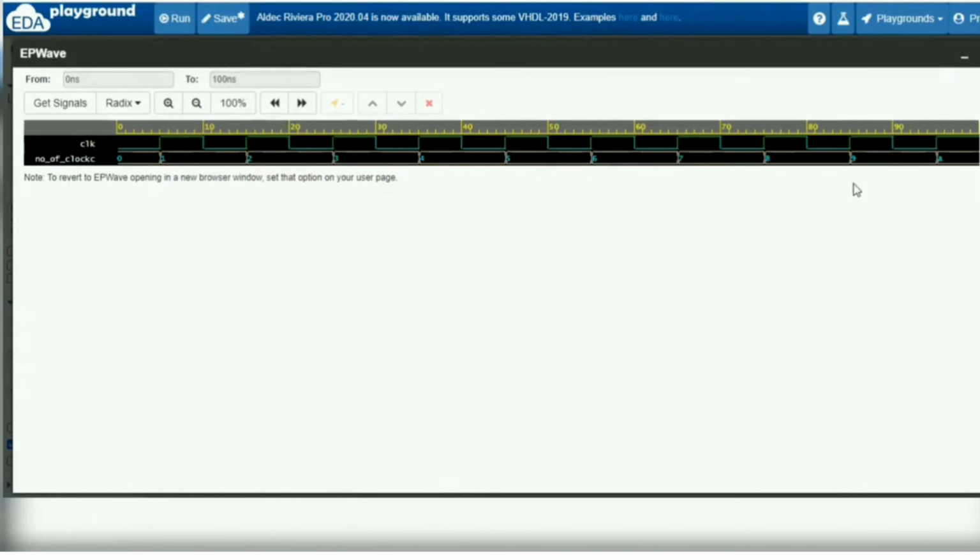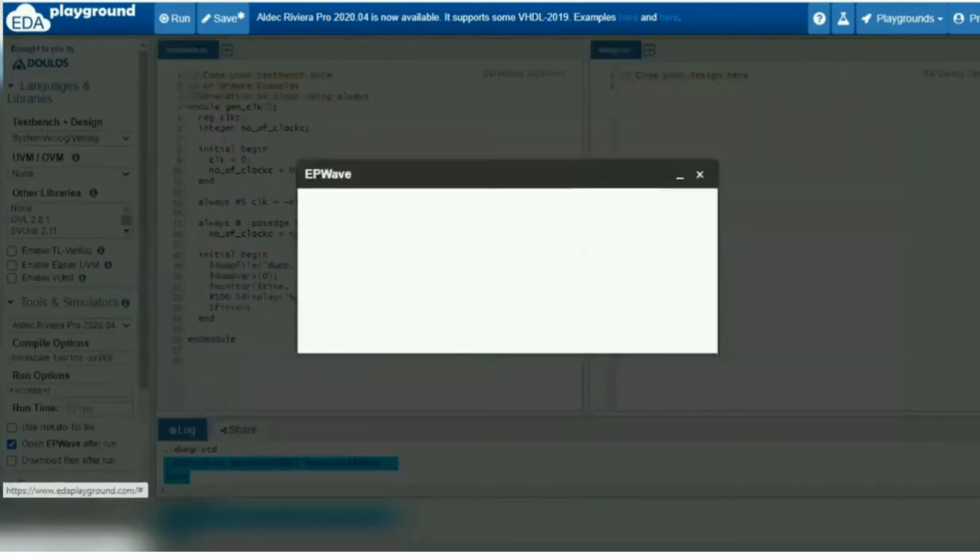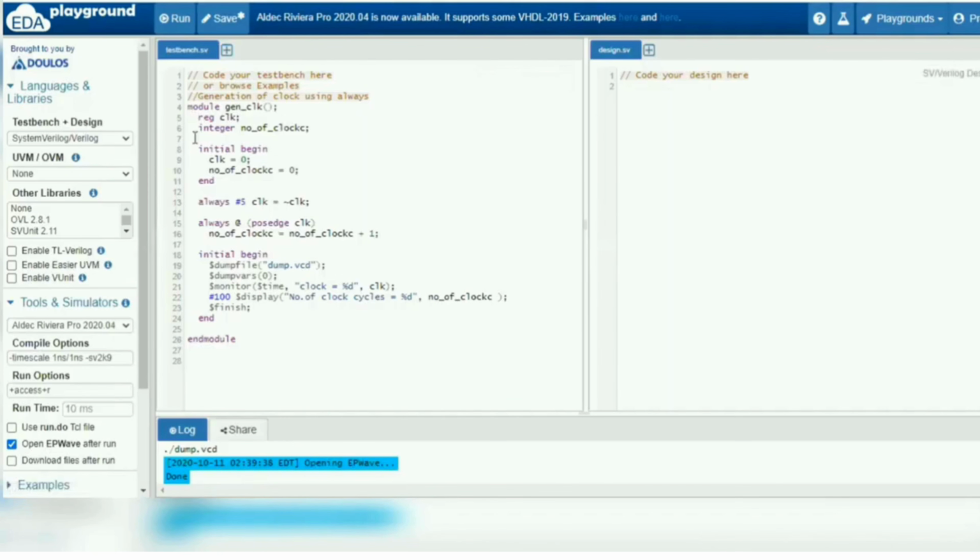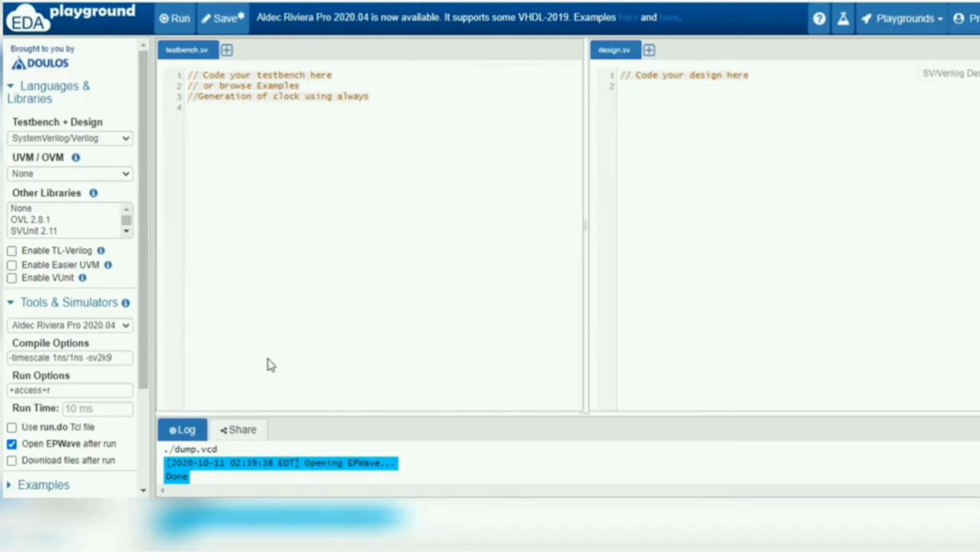The number of clock cycles is 10, and the time period of every clock cycle is 10 time units. And this is how we can generate the clock using an always block. Next, the second one: generation of clock using repeat.